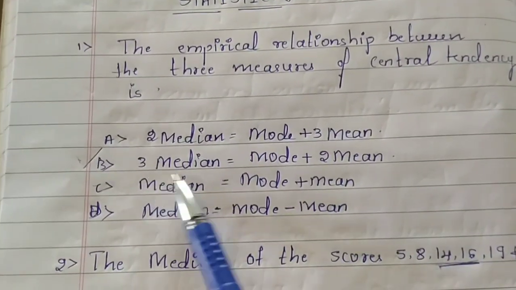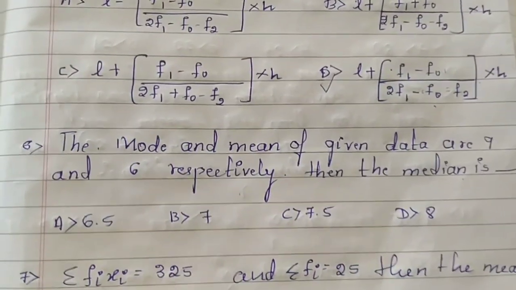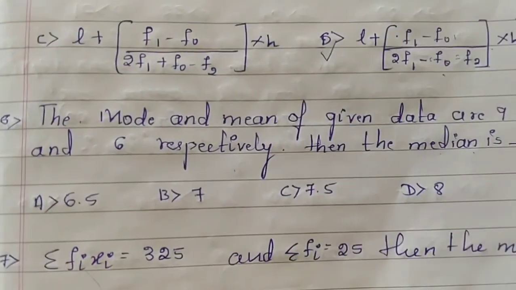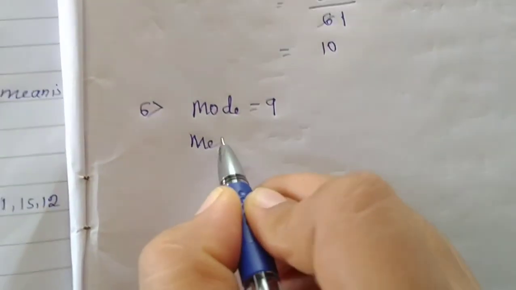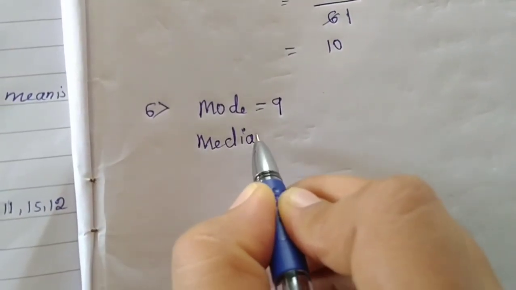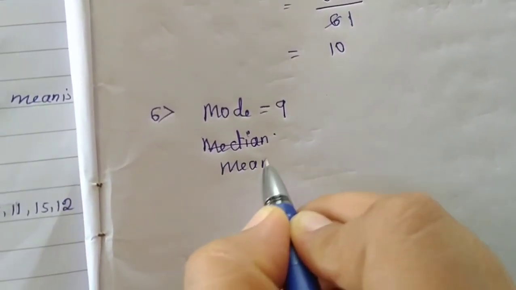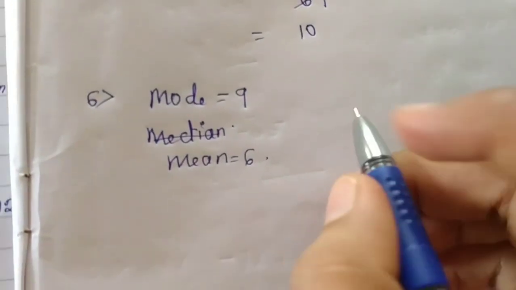So what we have seen in the first question, using this formula you have to solve this problem now. Okay, so now let us see the solution over here. The mode they have given is 9 and the mean is 6. So you have to find the median now.